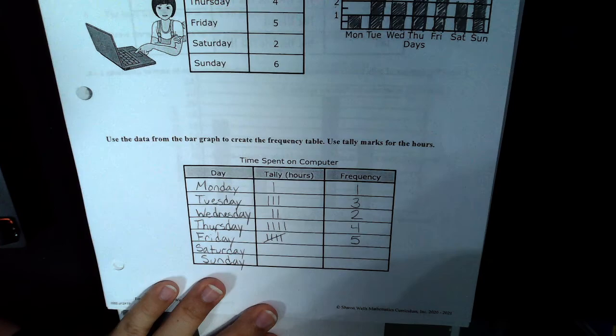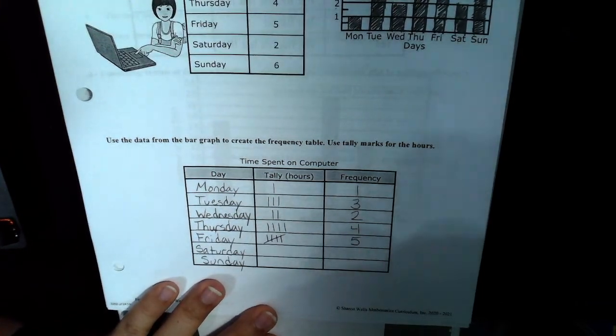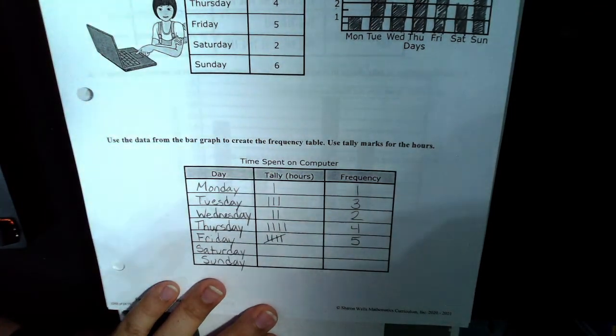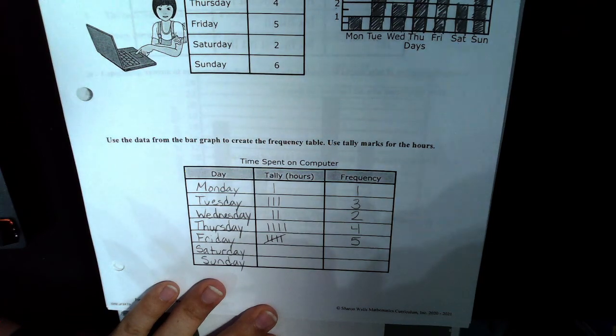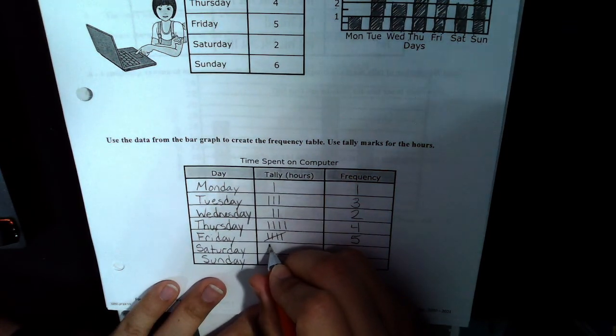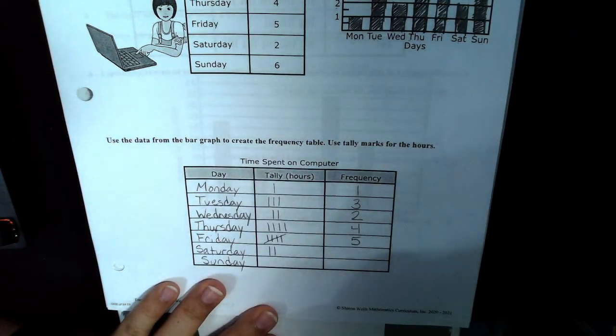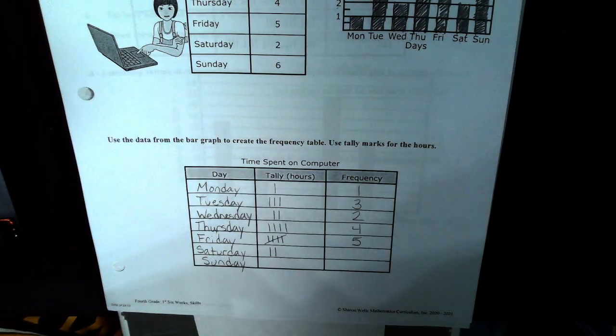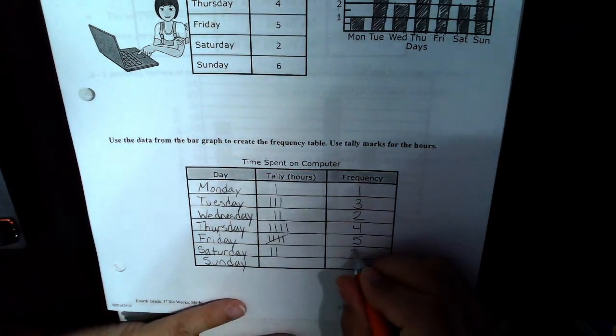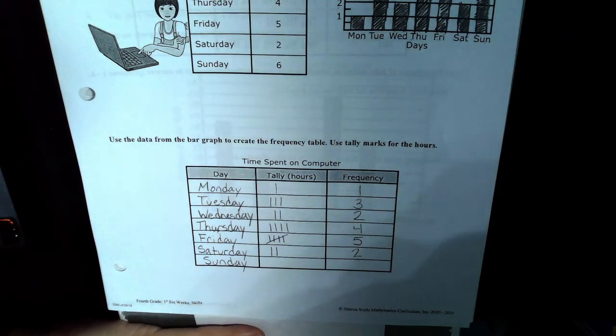What about Saturday? Noah, how many hours was she on the computer for Saturday? 6. Not for Saturday. We're looking at the wrong day there. 2. We went ahead a little bit. Saturday, she was just on for 2 hours. So we put 2 tally marks and a 2.